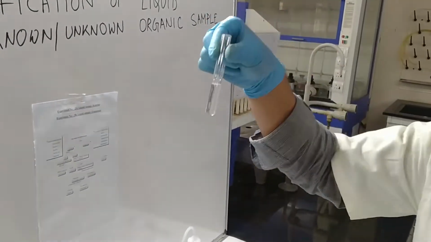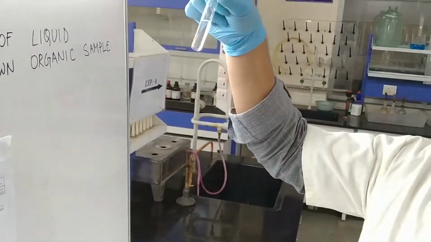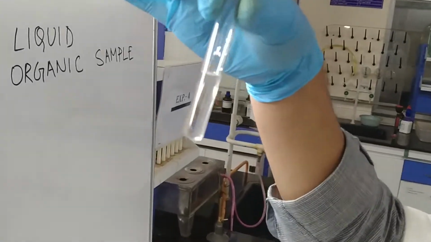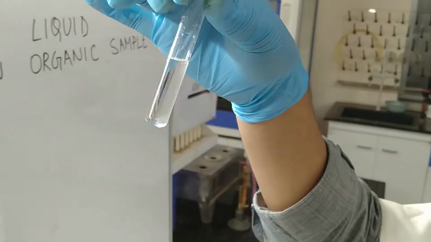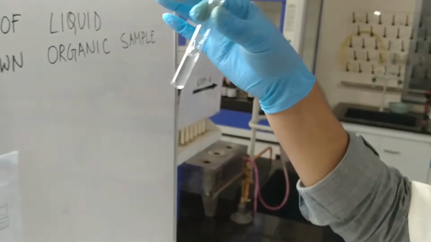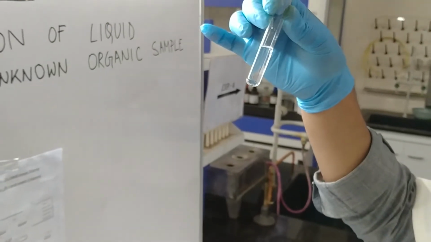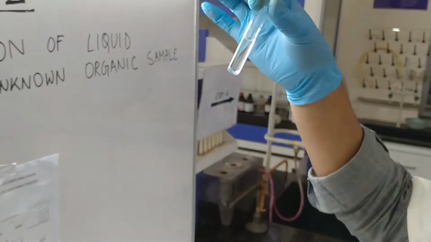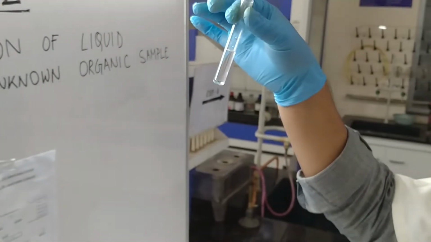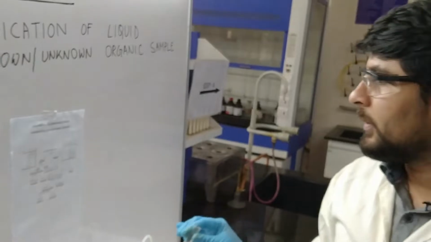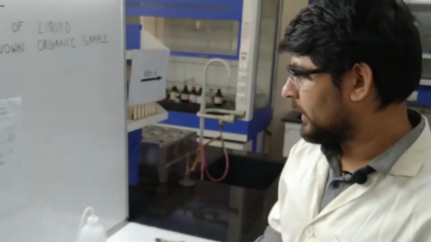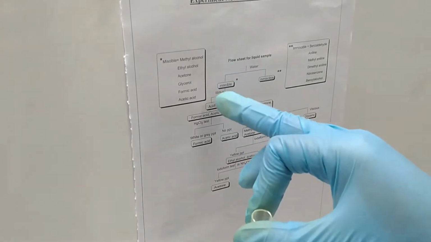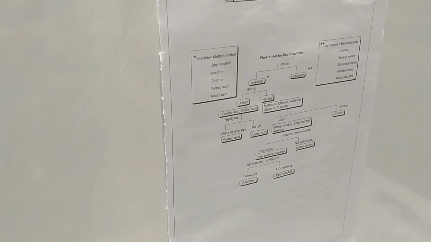So you can see no layers are present over here, no separated layer presents over here. All the sample is miscible in distilled water. Okay, so we can consider our sample ethanol is miscible in water. Now what we have to do according to flowchart? Litmus test. Okay, as it is miscible, so that is why you have to come this side and we have to perform the litmus test.